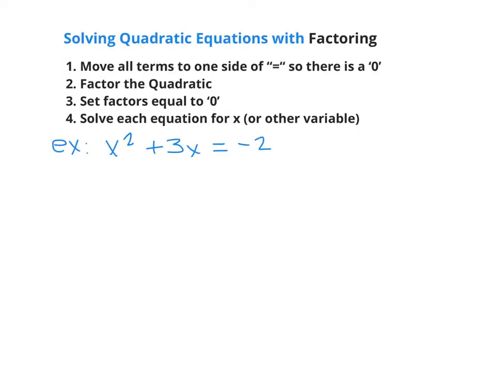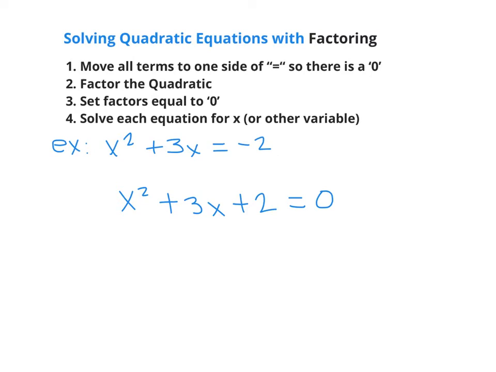So let's solve quadratic equations with factoring. Here we have just a list of steps to take. First of all, we need to move all of the terms of our quadratic to one side. So let's do that for our example. x squared plus 3x equals -2. If we add 2 to both sides, we get x squared plus 3x plus 2 equal to 0, because if we add 2 to -2, we get 0. Okay, so that gives us step 1.